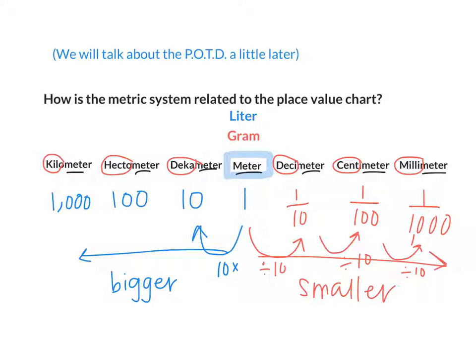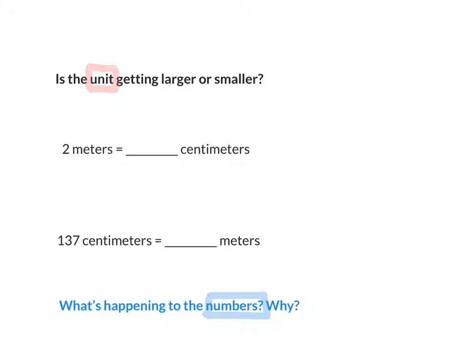I heard a lot of table groups noticing that each adjacent place is 10 times bigger than the one to its left. And as you move to the right, it's getting 10 times smaller, just like the place value chart. So if the meter is 1, we could express the decameter as 10 to what power? First power, right? Because there's only one 10. 10 to the 1 power. A hectometer would be 10 to the second power. A kilometer would be 10 to the third power. Very good.